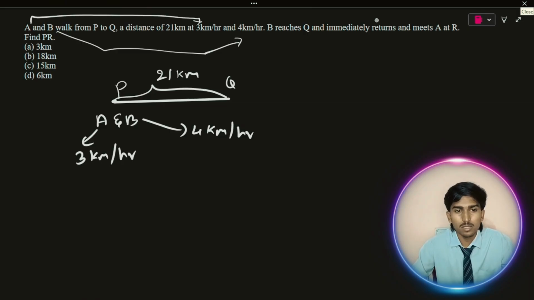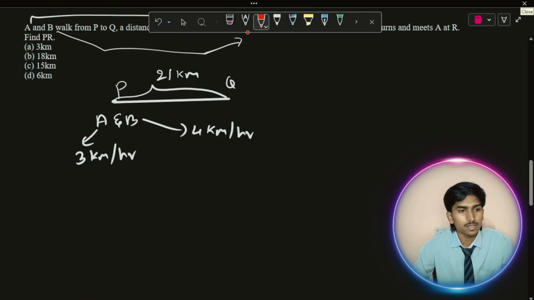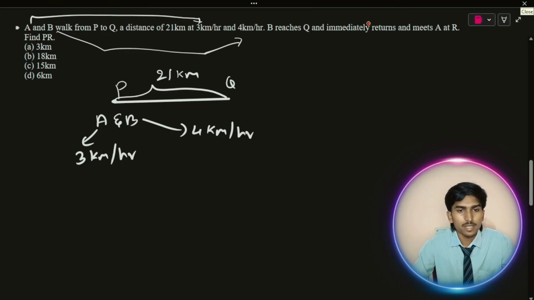Clearly understand, because see, B is here. I'll show you with red color. Let's take, this is B. B reaches Q and then immediately returns. It returns and meets A at R. That means this is a point where both A and B are meeting.